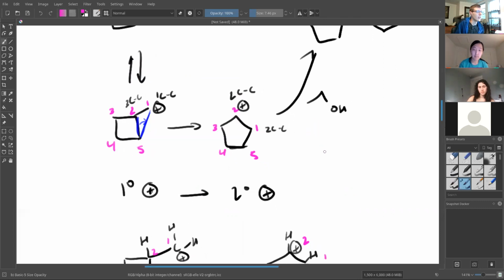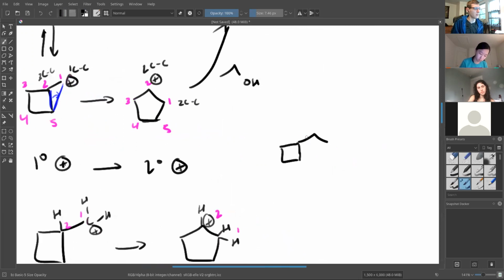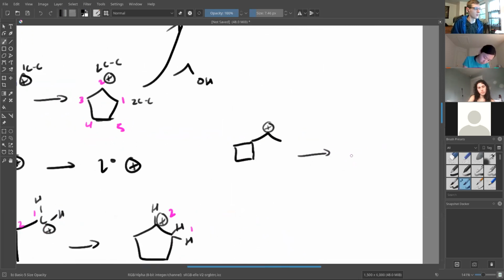Yeah, it would matter. It would matter if I had something that looked like this to start. Whoops. Oh my God! Oh, I just hit the pen. Sorry. Okay. So if I had something like this, right? I put the plus charge over here. Now it matters because this thing will rearrange to look like that. Okay.